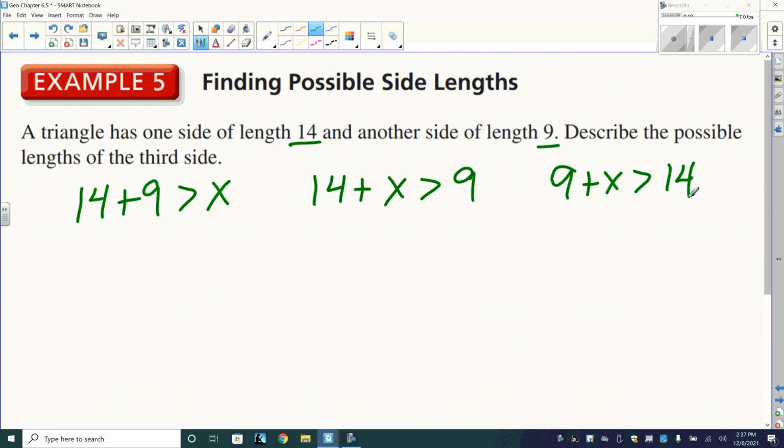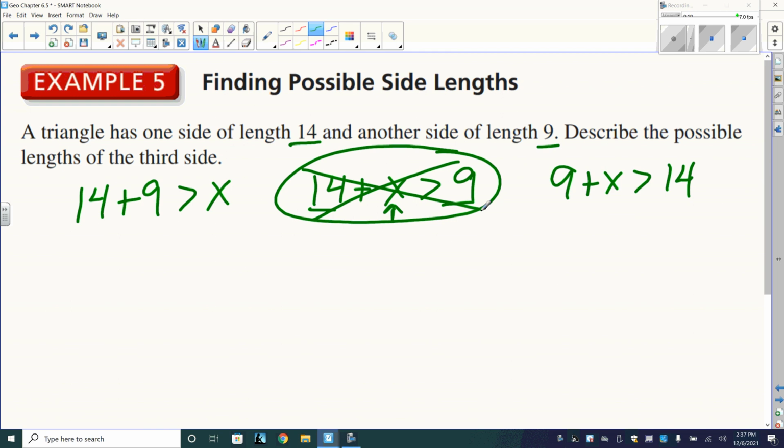Which one of these 3 statements isn't really going to matter? It's going to be this one. Is 14 greater than 9? Yeah. So does it matter what x is? No, because it's always going to be greater than 9, yes? So this one we're not concerned about because 14 is already greater than 9. The 2 that we're going to focus on for finding the third side are these other 2.